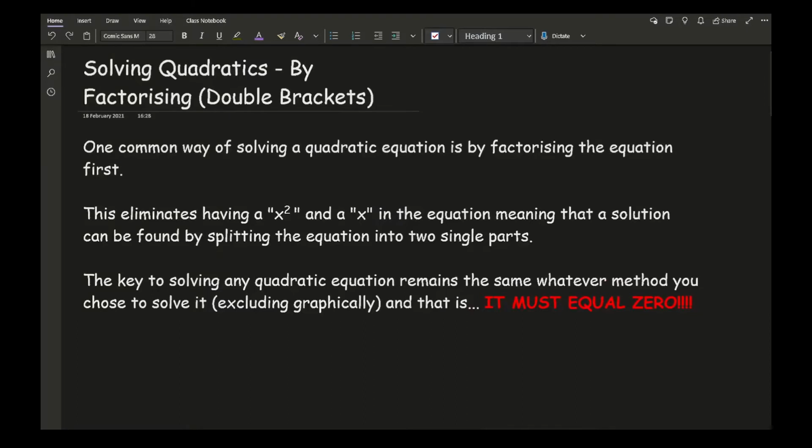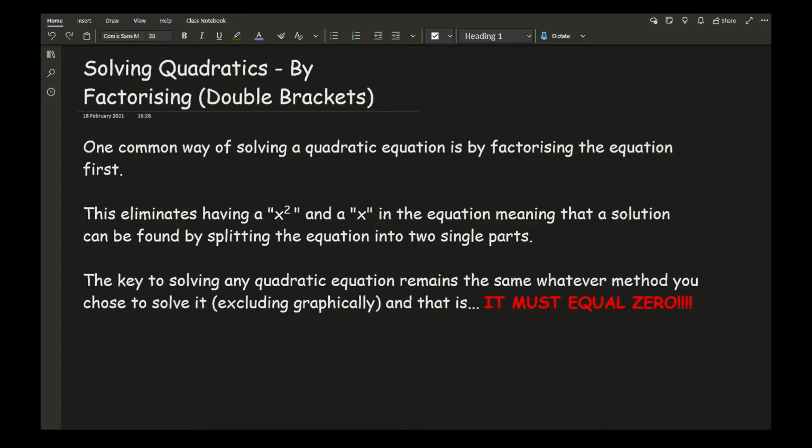Now, a common way of solving a quadratic equation is by factorising the equation first. Now, this eliminates having an x squared and an x in the equation, meaning that a solution can be found by splitting the equation into two single parts that are being multiplied together. Now, the key to solving any quadratic equation remains the same, whatever method you choose to solve it with, excluding graphically that is, and that is by making it first equal to 0.